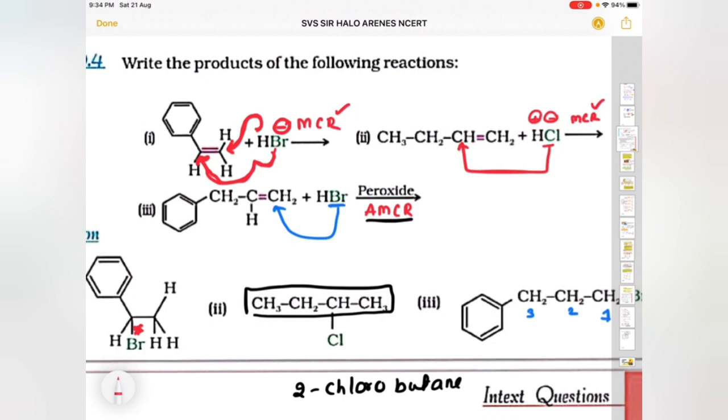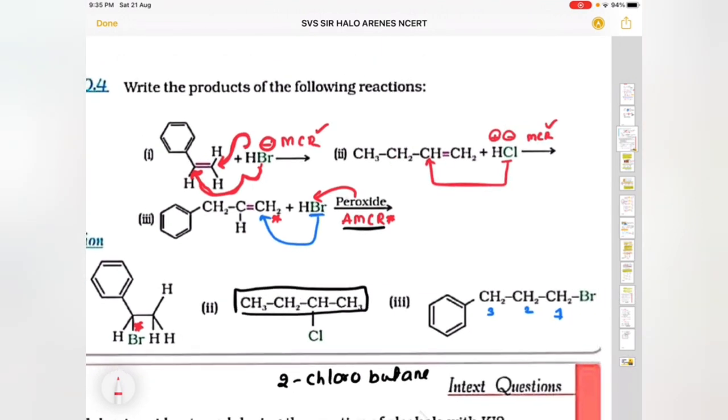Similarly here peroxide is given. Peroxide means it follows anti-Markovnikov rule, Kharasch effect. The peroxide effect is observed only with HBr. HBr with peroxide undergoes anti-Markovnikov addition. The negative part is added to the carbon containing more number of hydrogens. So that is the reason the major product will be 1-bromo-3-phenylpropane. So this is very, very important.